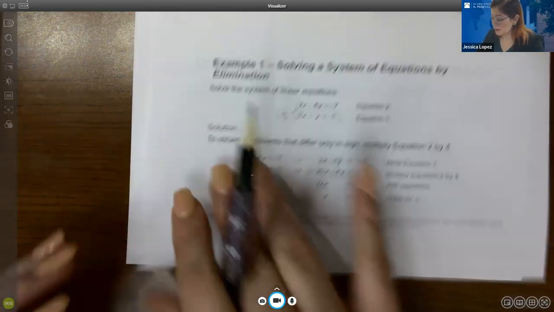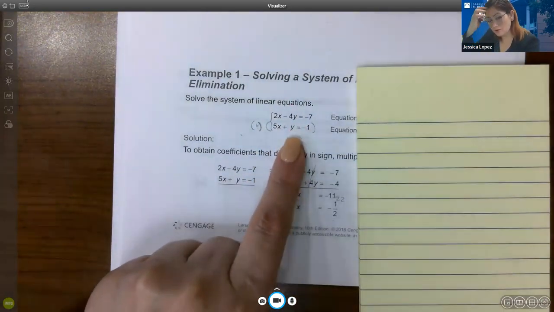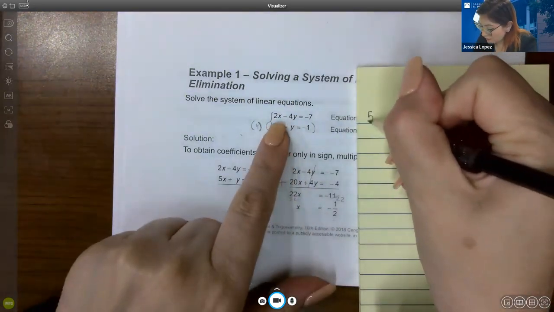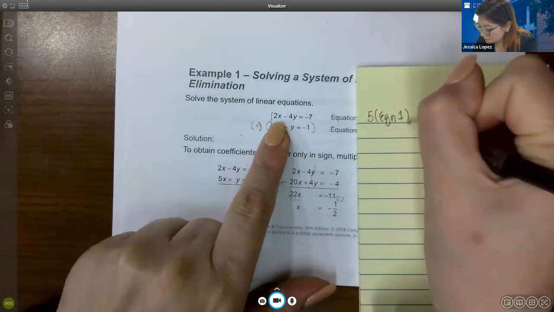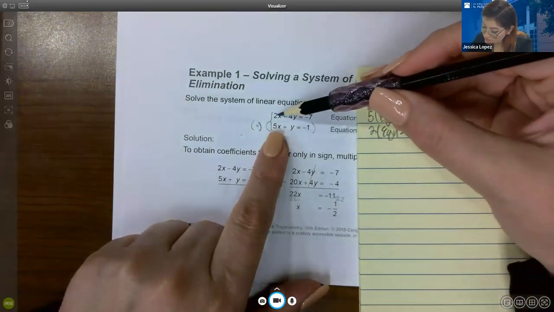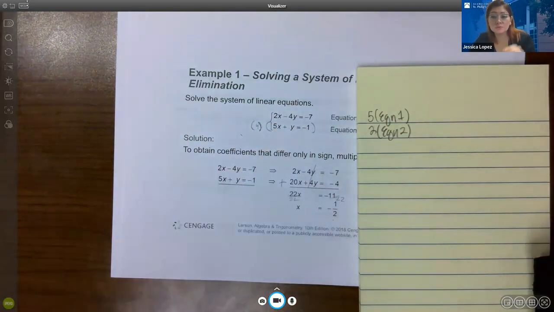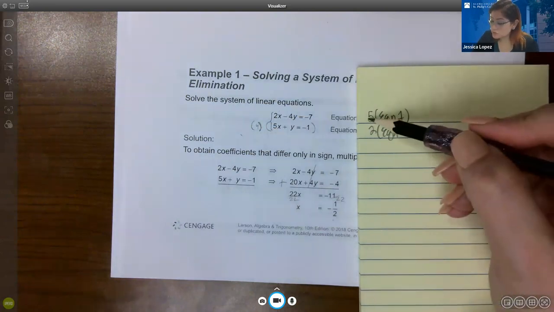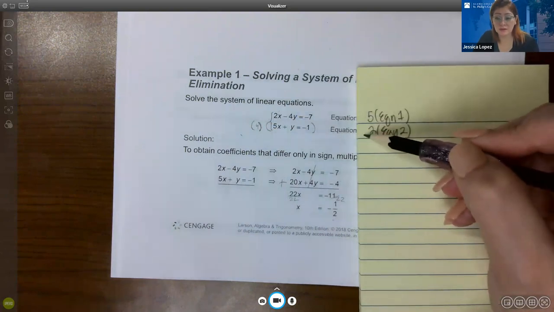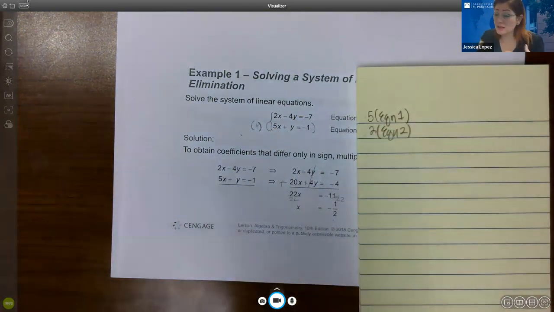Okay. Now, instead of eliminating y, I could have chosen to eliminate x. But the only way to do that would have been to do 5 times equation 1 and 2 times equation 2. What would that do? It would make this a 10x, and it would make this bottom one a 10x. But one of those would need to be negative. So I would have to choose whether to multiply the top one by a negative or the bottom one by a negative. But you don't want to multiply both of them by a negative, because then they'll both be negative 10x and it still won't cancel.